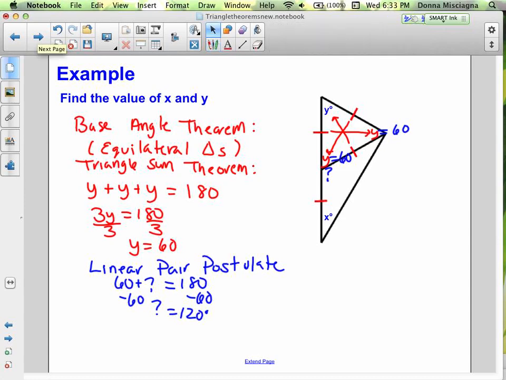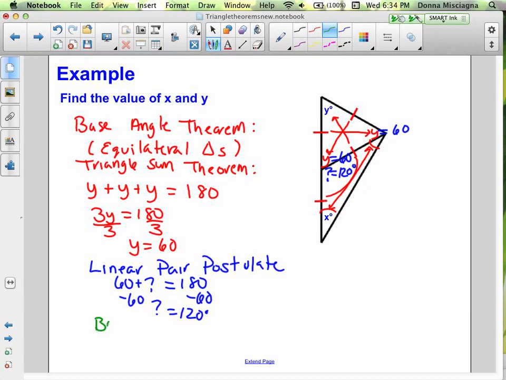All right, so if question mark there is 120 degrees, we can go back to base angle theorem, because we know that angles opposite congruent sides are congruent, right? I got to write around the 120 there. And so these are our base angles. They have to be congruent to one another.